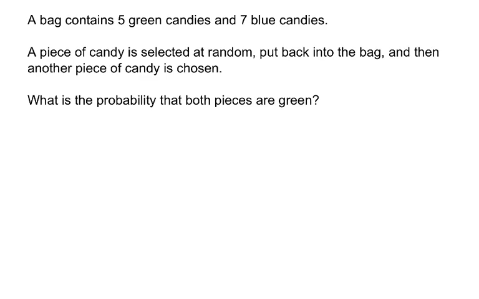A bag contains 5 green candies and 7 blue candies. A piece of candy is selected at random, put back into the bag, and then another piece of candy is chosen. What is the probability that both pieces are green? Before we start solving this, I want to talk about "put back into the bag." That tells us that the first piece of candy was picked, we put it back into the bag, and then we picked the second piece of candy.